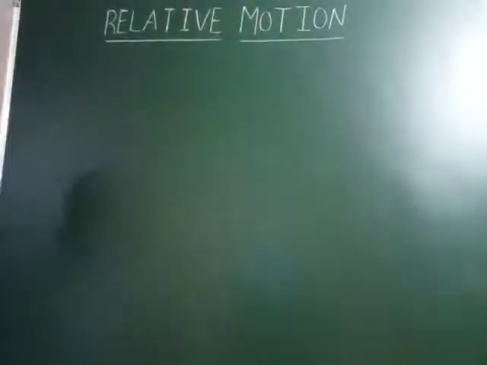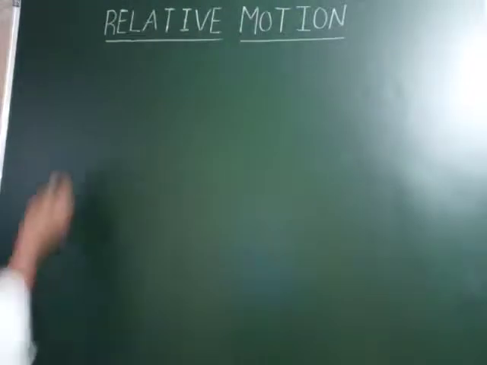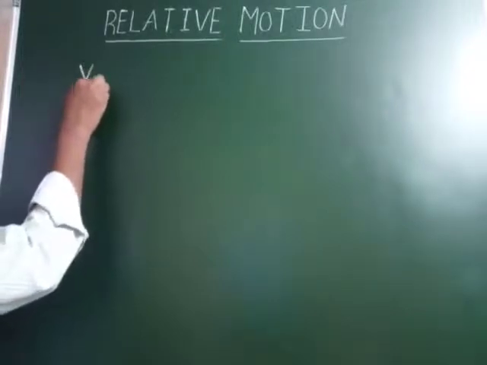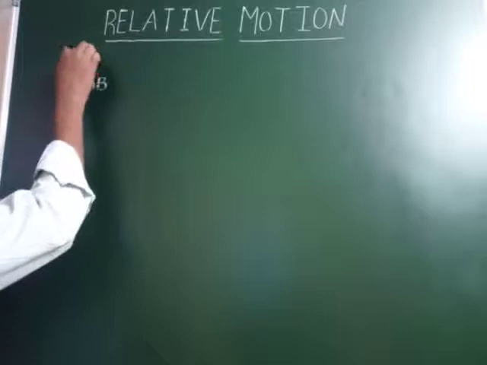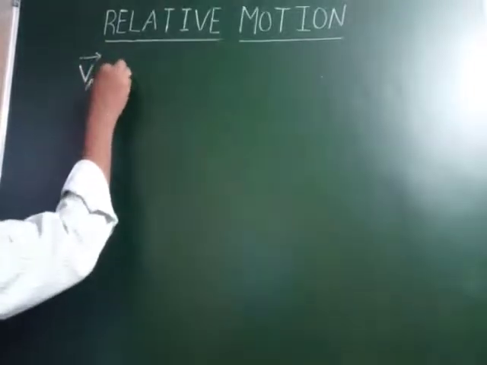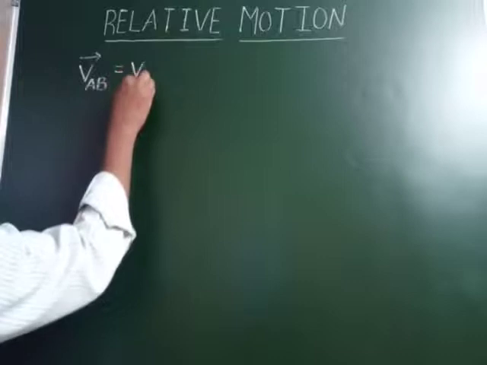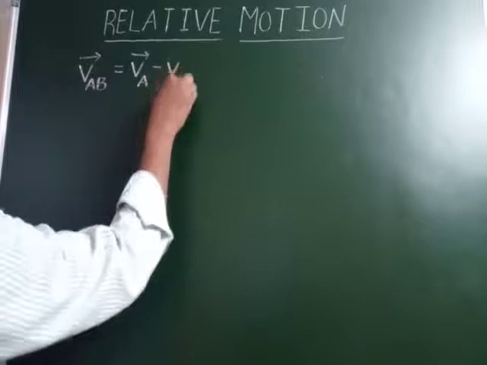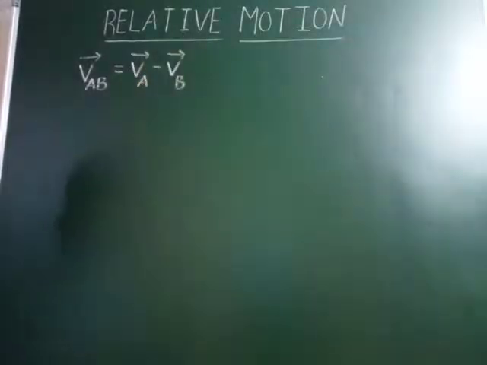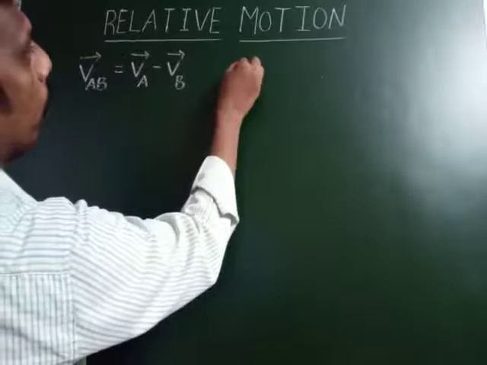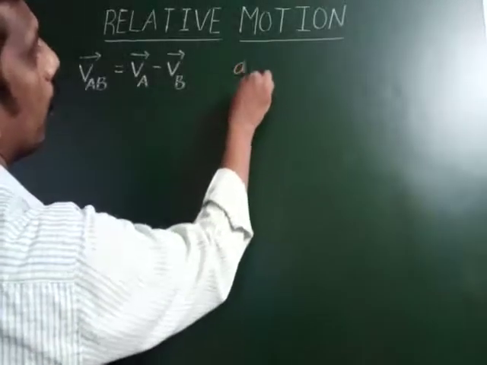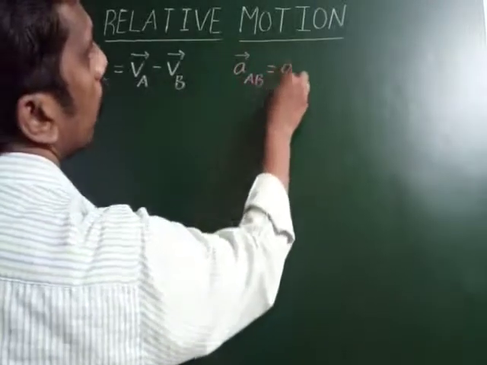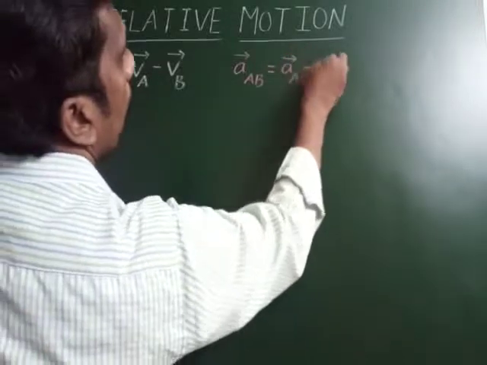We know the relative velocity formula. Velocity of A with respect to B is equal to velocity of A minus velocity of B. Relative acceleration: acceleration of A with respect to B is equal to acceleration of A minus acceleration of B.